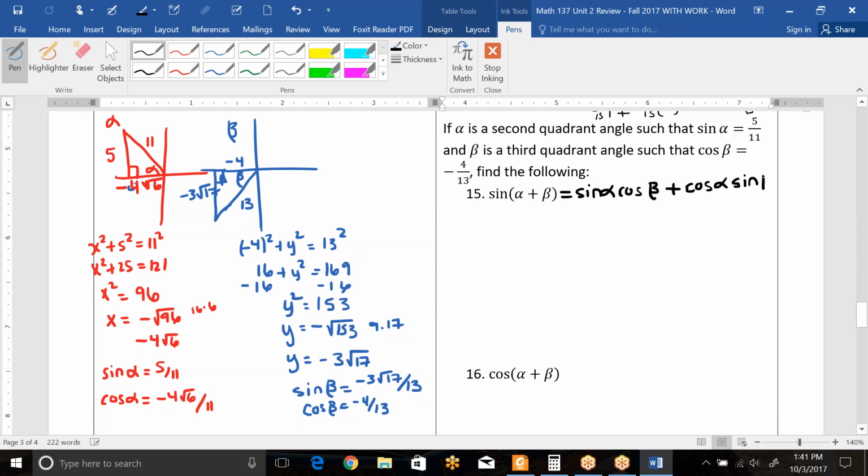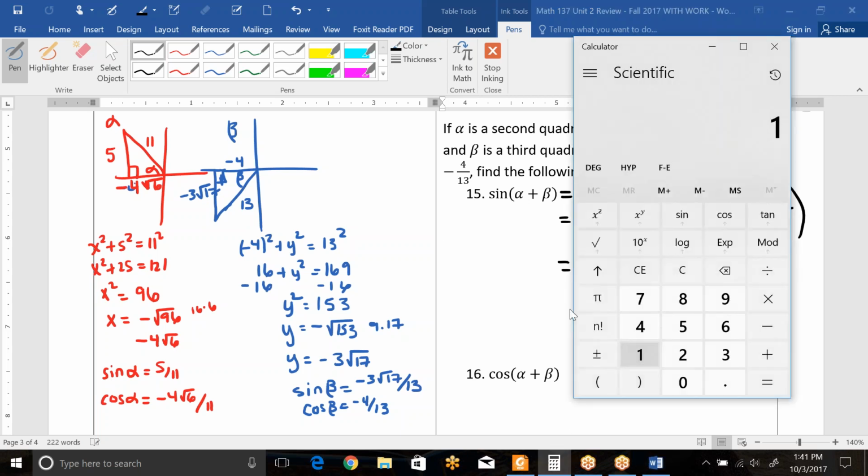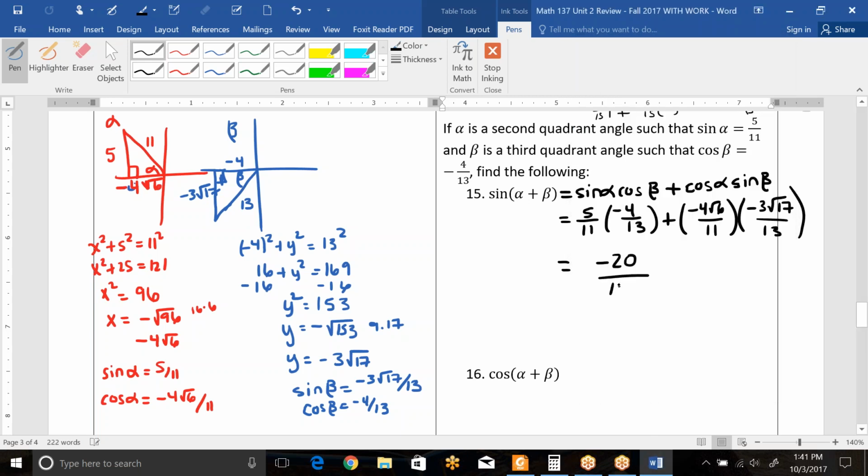The only thing you want to make sure of is that you didn't use sine beta twice or cosine alpha twice. You need to have different ones. So sine of alpha is 5/11. Cosine of beta is -4/13. Plus cosine of alpha is -4 square root of 6/11. And sine of beta is -3 square root of 17/13. The first fraction will be -20 over whatever 11 times 13 is. That is 143.